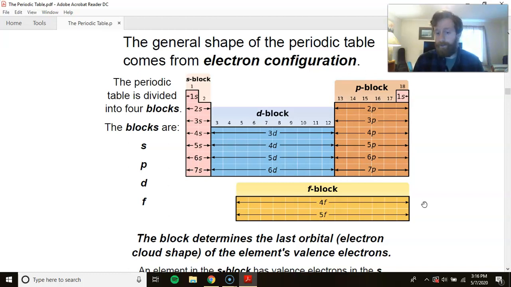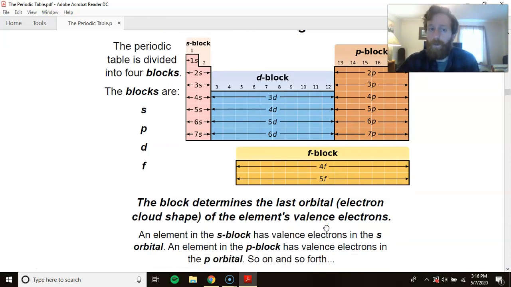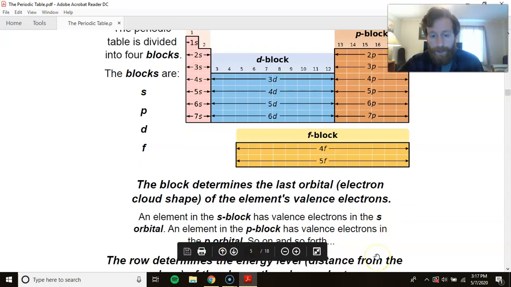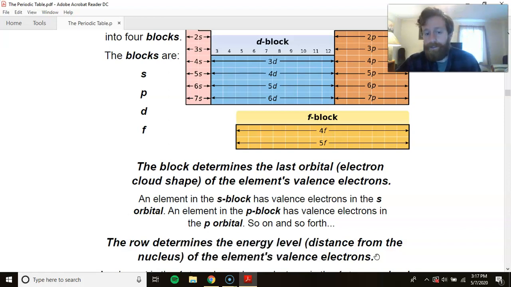But here, I'm asking you to do a number of things. First off, just color the blocks to make sure that you know what I mean when I say in the p block or in the s block. The block determines the last orbital, the electron cloud shape of the element's valence electrons. This is basically telling you what letter is at the end of that electron configuration for the element. An element in the s block has valence electrons in the s orbital. An element in the p block has valence electrons in the p orbital, so on and so forth.